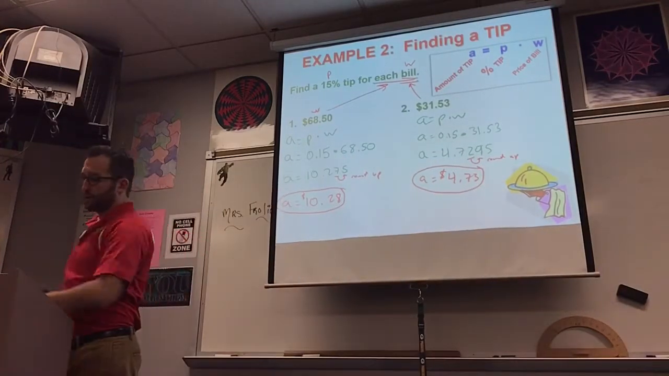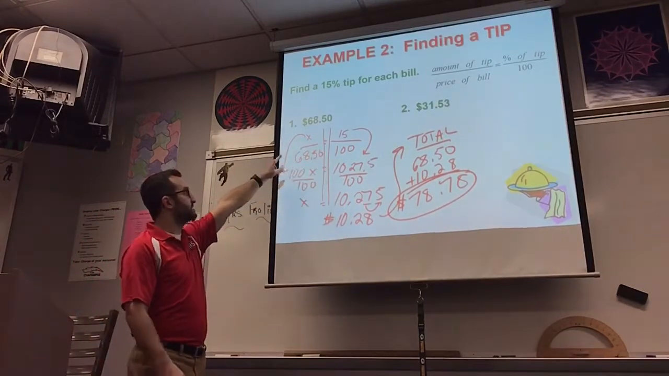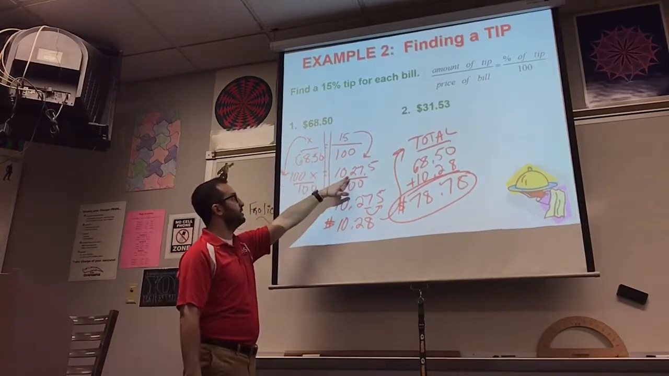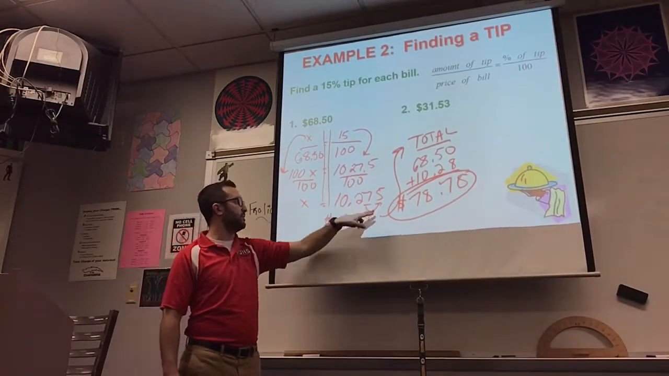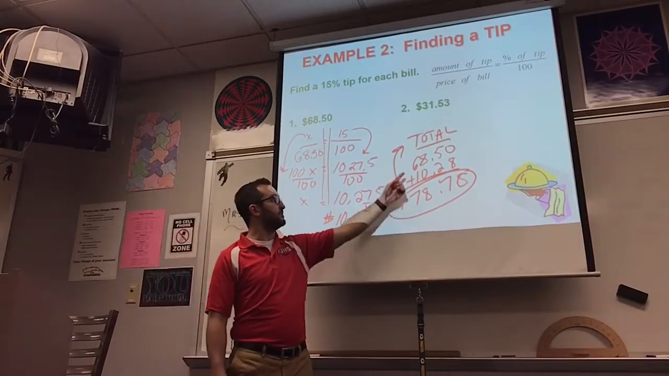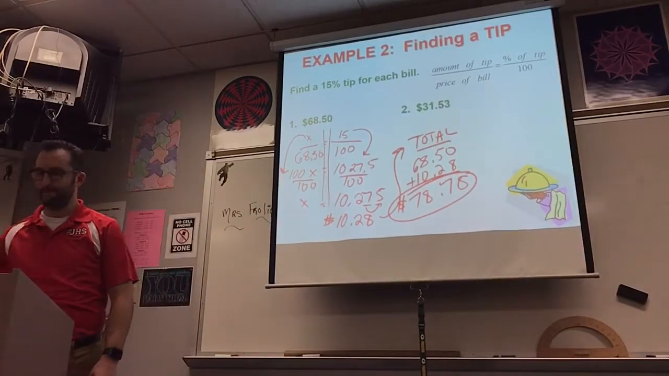Okay? Proportion people, here's the proportion for the first one. I did not do the proportion for the second. This is how you would solve it. You cross multiply, divide by 100, you get this, round up. Now if you want to find the total price, you'd add it together. Okay? You don't have to do that.